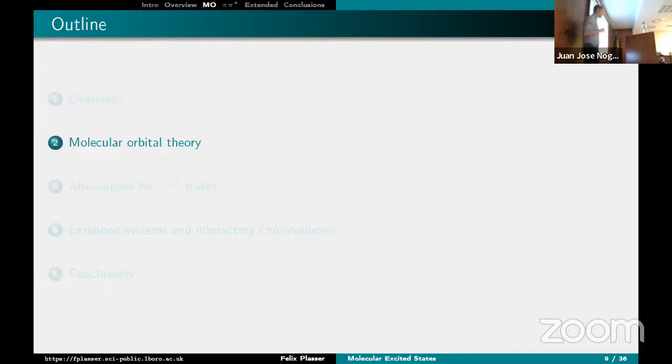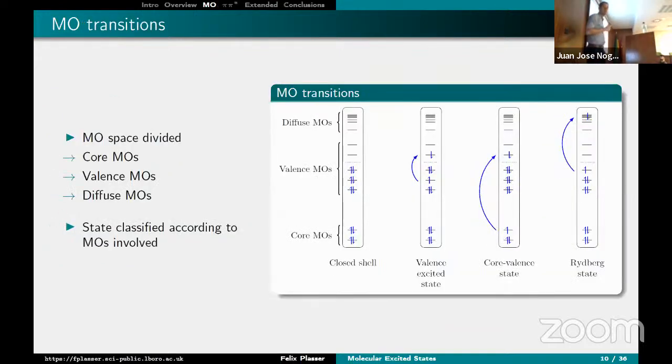Okay, now we'll go through it, and I'll start with molecular orbital theory. Molecular orbital theory is the thing that all of us are familiar with, and I just want to start slow. We divide the MO space into core MOs down here, and valence molecular orbitals. The valence orbitals can be bonding, non-bonding, or anti-bonding, and then somewhere up there we have the diffuse molecular orbitals that are connected to the continuum of a free electron.